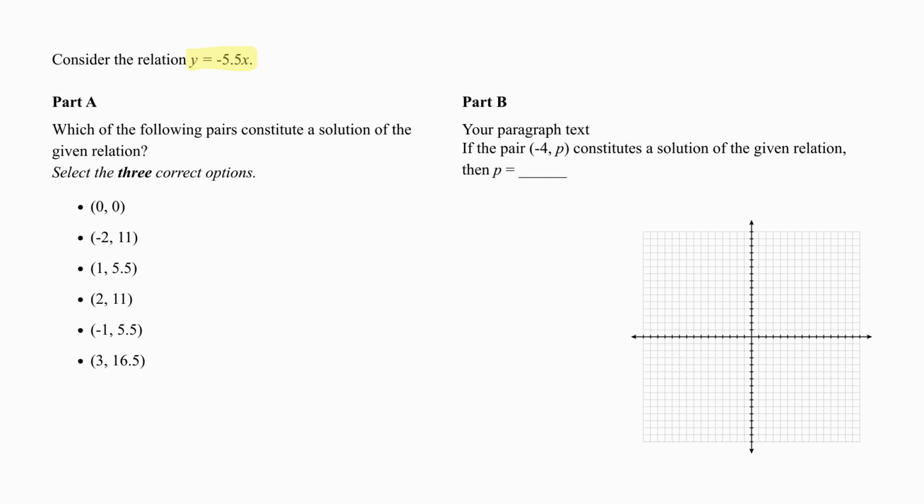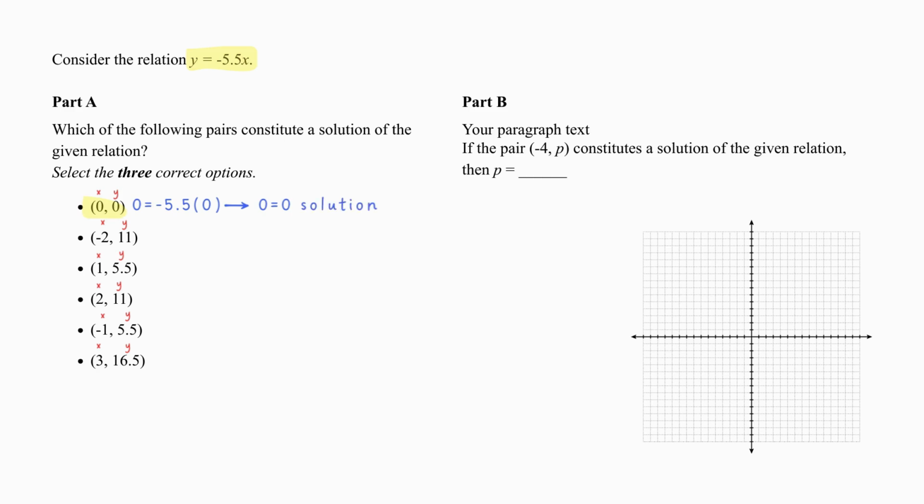For part A, in an ordered pair xy, the first number is always the x value and the second is the y value. To see if a pair fits the rule, we plug the x value into the equation and see if we get the correct y. Let's start with 0, 0. 0 equals -5.5 times 0. 0 equals 0. Both sides are equal, so yes. 0, 0 is a solution.